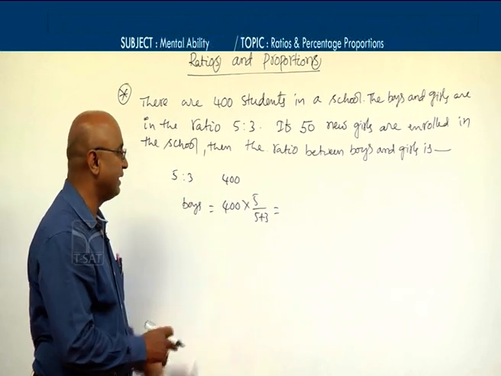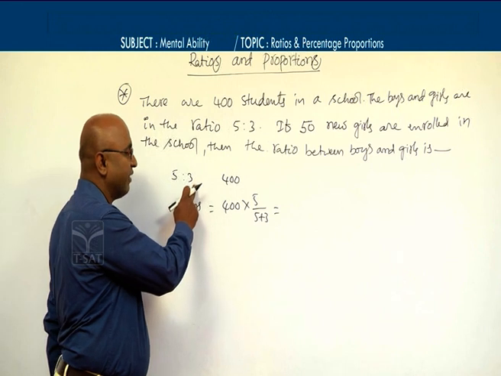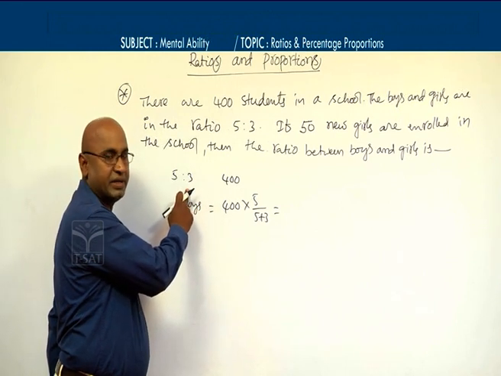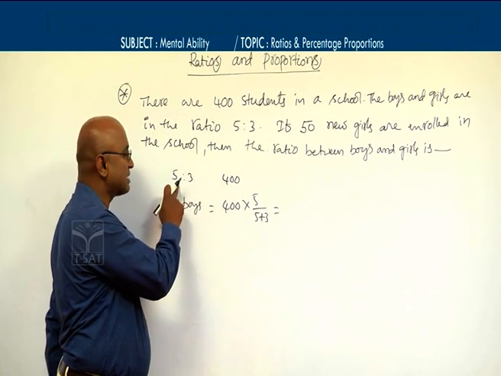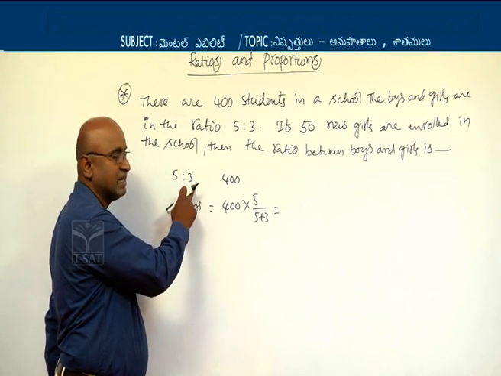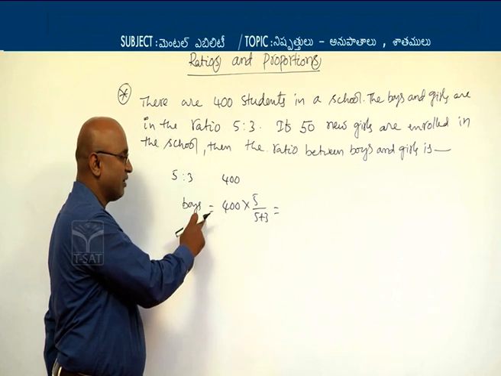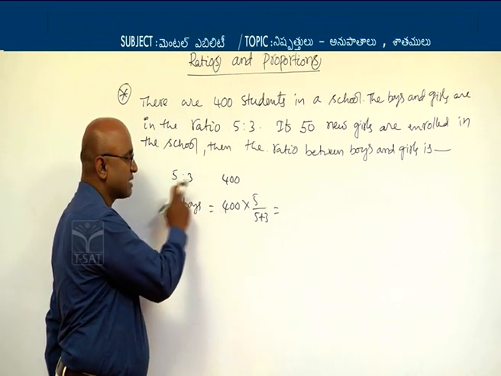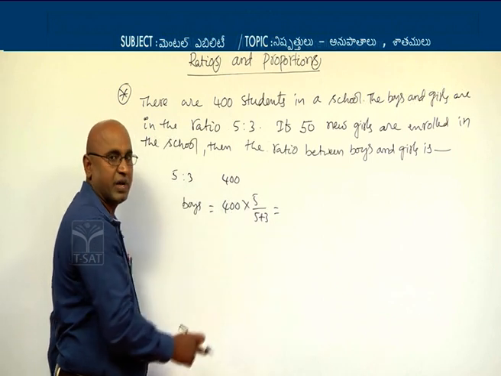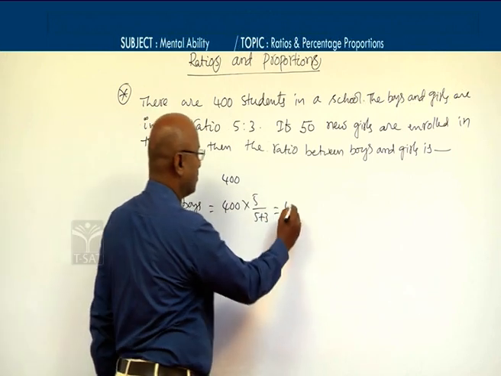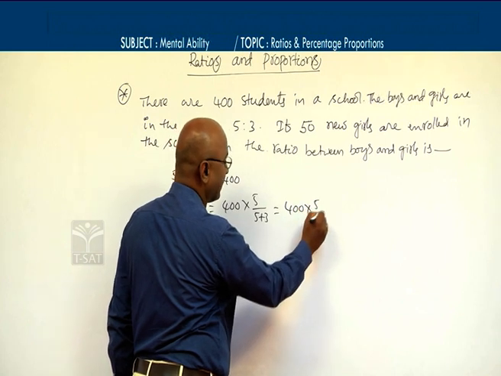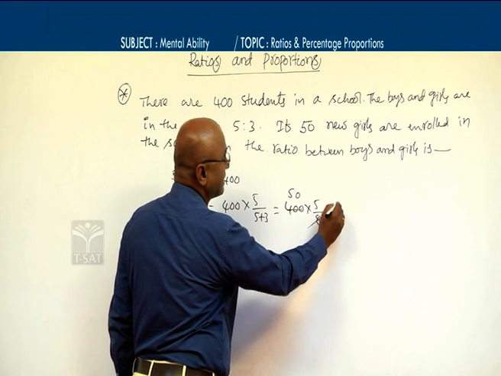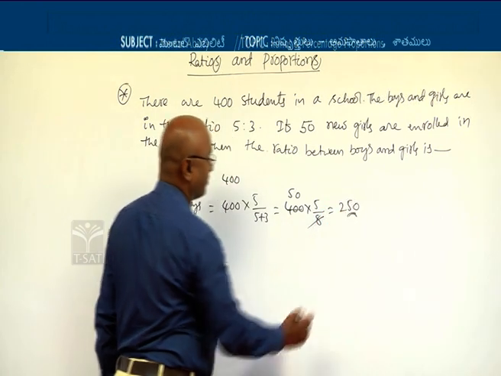Out of 400, the boys and girls are divided in the ratio 5:3. The total students are divided into 8 parts. Out of 8 parts, boys are 5 parts and the girls are 3 parts. Now the number of boys is equal to 400 into boys' parts 5 by total parts 5 plus 3. That is equal to 400 into 5 by 8. 8 5s are 40, 0. That is equal to 250 boys.